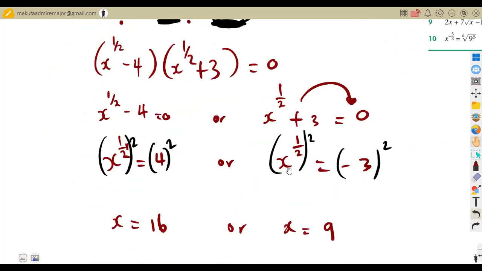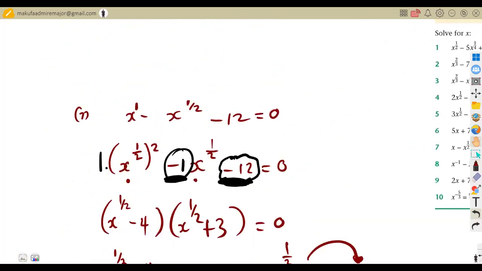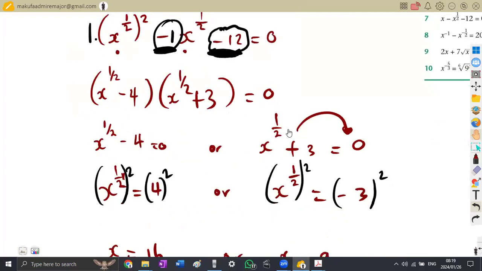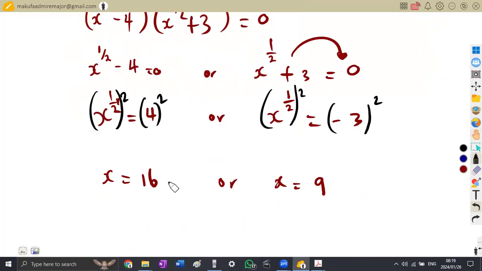If x is 16, are we going to obtain a 0 there? So let's test. If x is 16, are we going to have a 0 or not? Okay, let's start. X is 16. 16 to the exponent of 1 minus 16 to the exponent of 1 over 2, minus 12 like this. This is going to give us a 0. This one satisfies our solution. That's when x is 16.